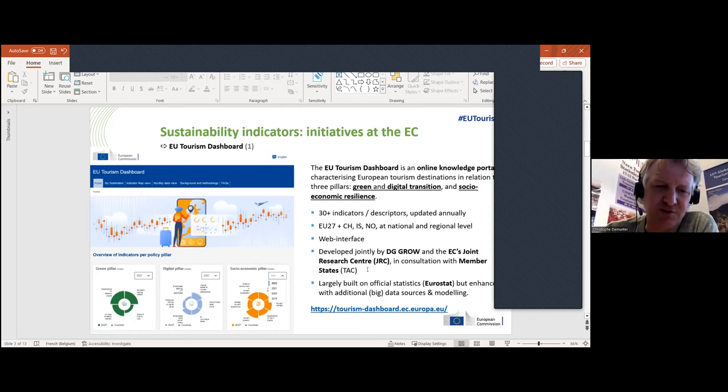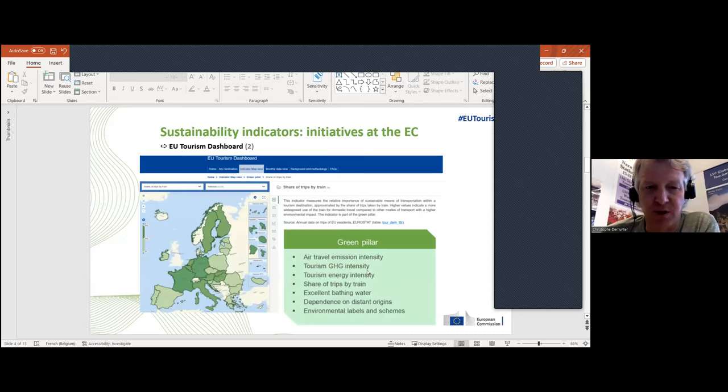As was also said by Giovanni, the colleagues behind this dashboard are colleagues from DG Grow and the Joint Research Center, of course, in cooperation with the member states, because, and this is maybe where the why component comes in, the member states through the Tourism Advisory Committee are consulted on what are actually the dimensions that should be primarily measured. Lots of the data behind the dashboard comes from us, from Eurostat, but there's also quite some work done by the JRC in terms of modeling using big data sources, in particular to overcome the problem that identifying the tourism component of all these flows is not always easy. But I come back to this later as well.